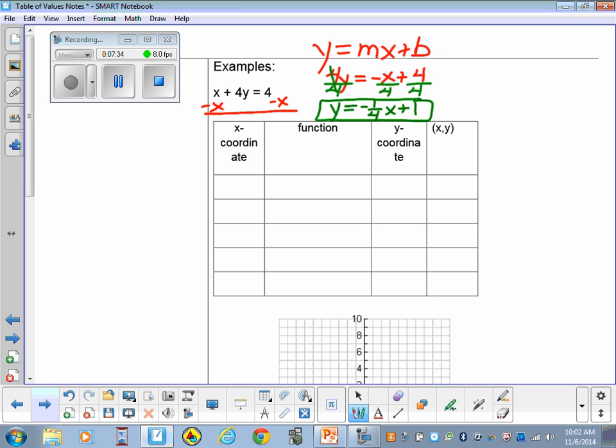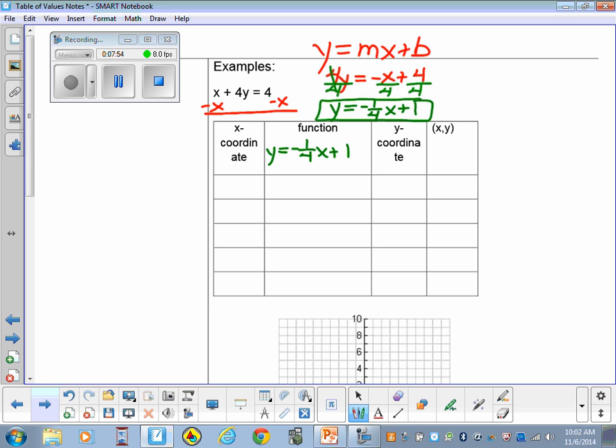We did this back in Unit 2. You have to divide everything by the 4. All right. This is now our function. y equals negative 1/4 x plus 1.